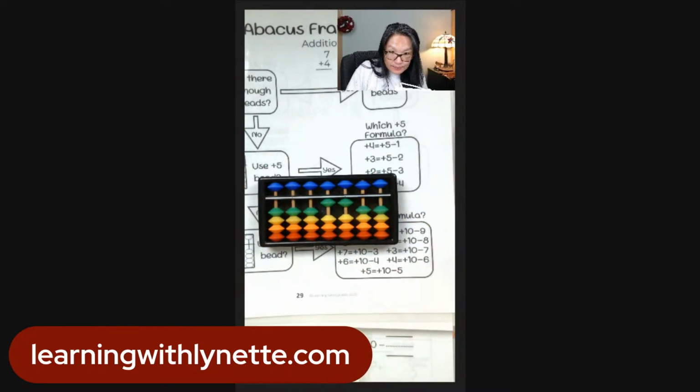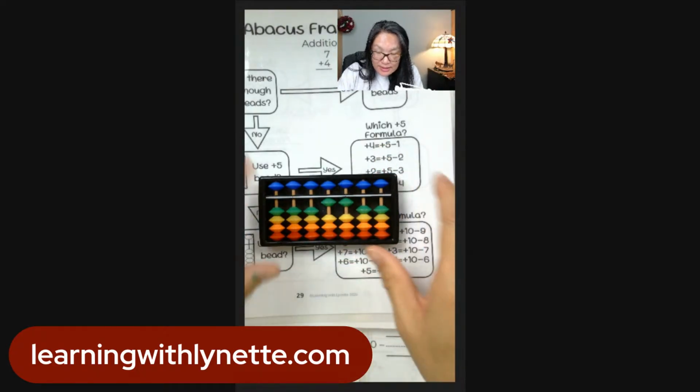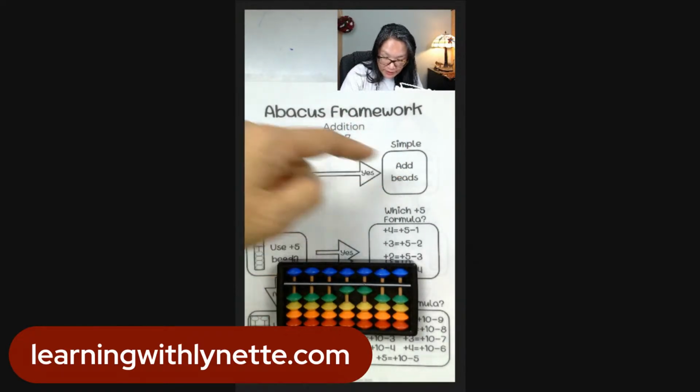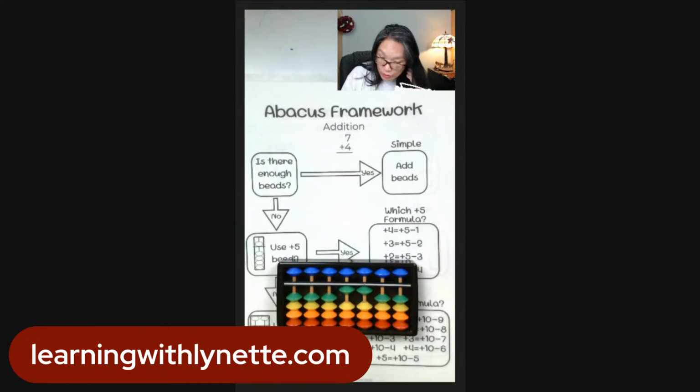Does that make sense? This one is specifically in the back of this book. It's a laminated physical book and it is erasable. This is what I call the abacus framework, and every number I go through this workflow. Do I have enough? If not, how do I do it? You do it until you can't do it anymore, if that makes sense.